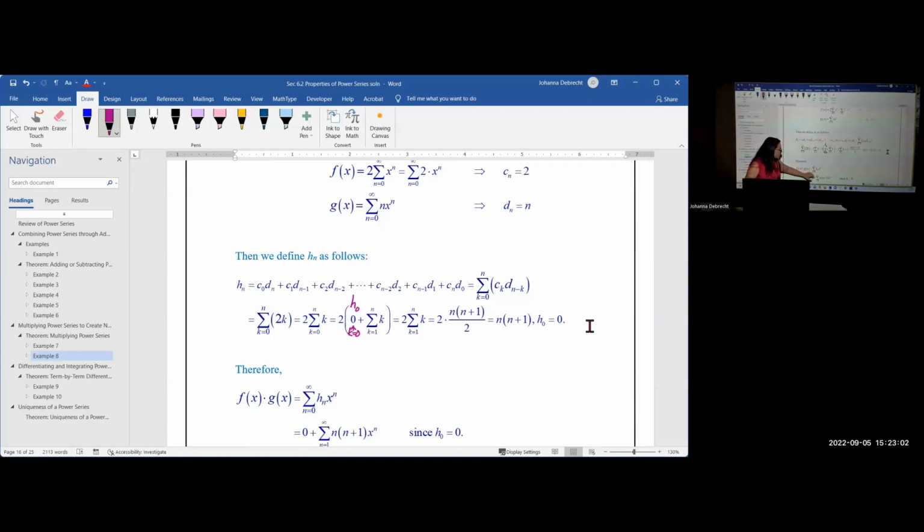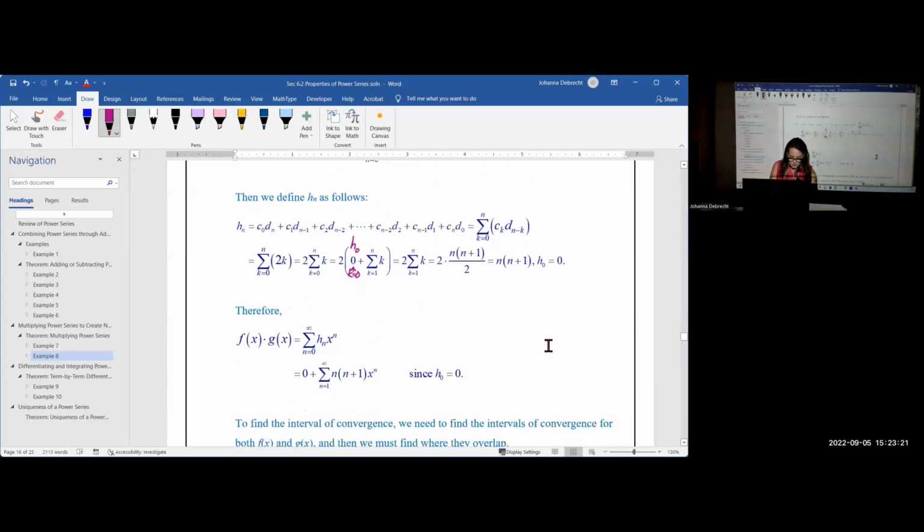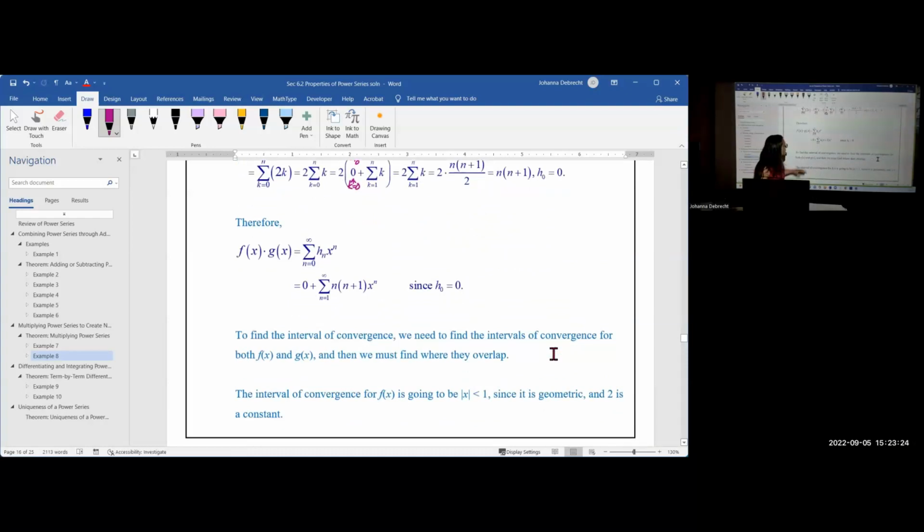So we replace h sub n with n times n plus 1, noting that h sub 0 is 0, and then multiply it by the power series factor, x to the n. So again, our h sub 0 was 0, so we can change the lower index of summation from n equals 0 to n equals 1, because the first one's going to 0 out and be gone. So now we have a power series for f times g starting at 1 and going to infinity of n times n plus 1 x to the n.